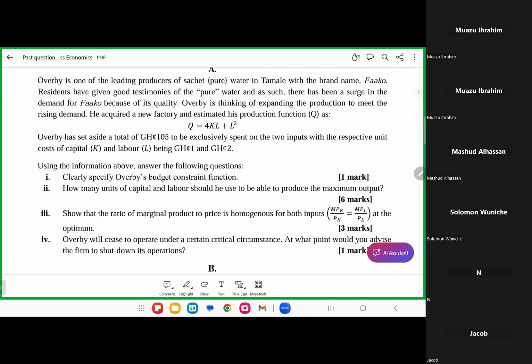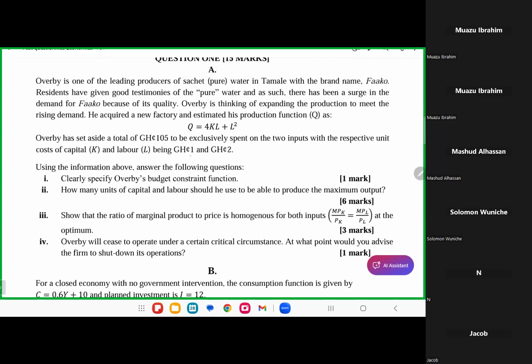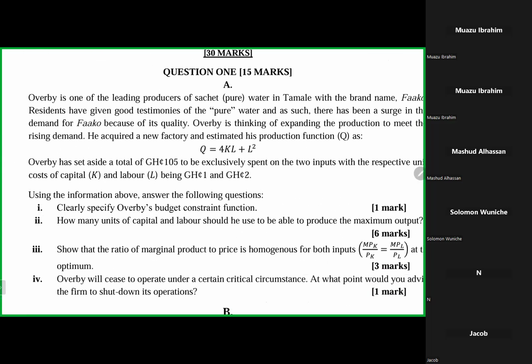So to be able to solve for the number of units of capital and labor, you need to use the Lagrangian function, or the Lagrangian multiplier, which will give you the ability to know the maximum output Overby can produce, given his budget of 105 and the unit prices of the inputs, capital and labor. So we go through the 3 steps. 1 is to produce the Lagrange function. 2 is to take the partial derivatives and set everything to 0. 3 is to solve them simultaneously.